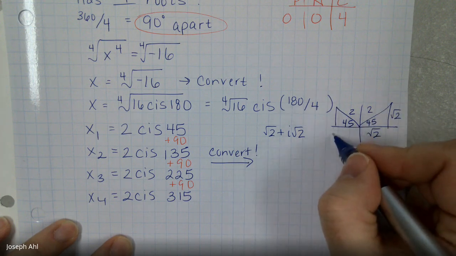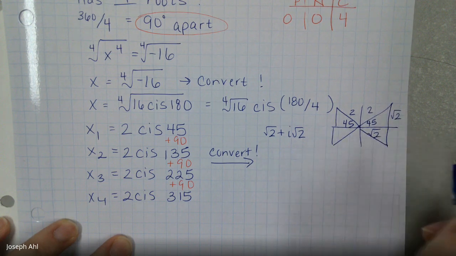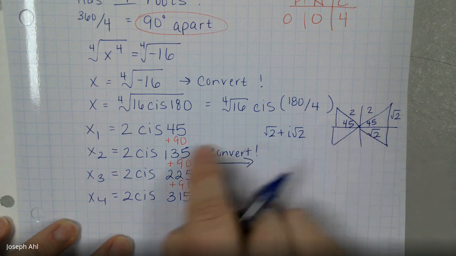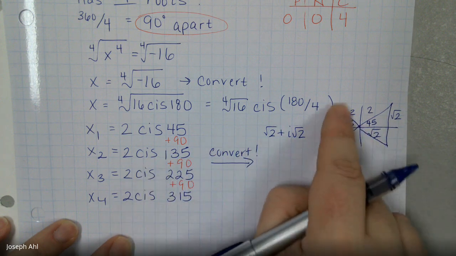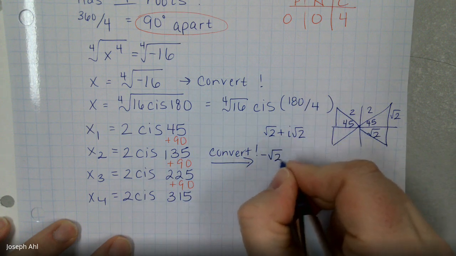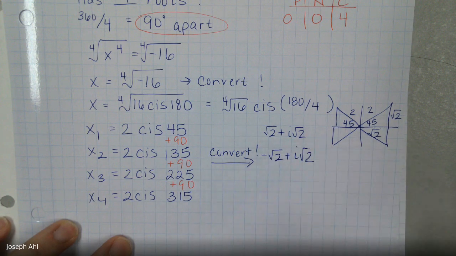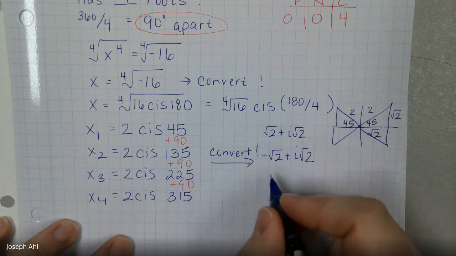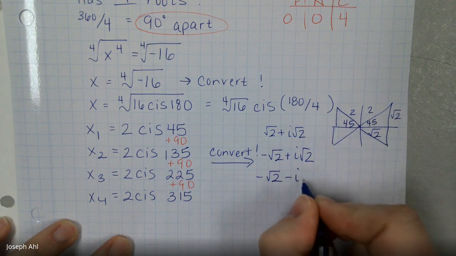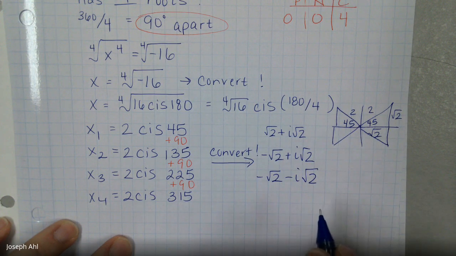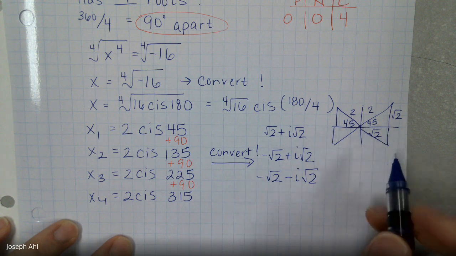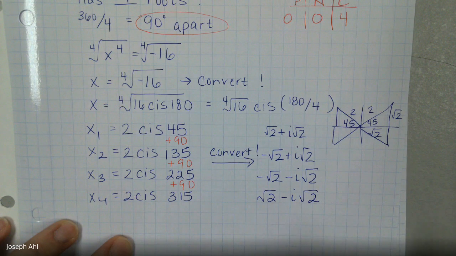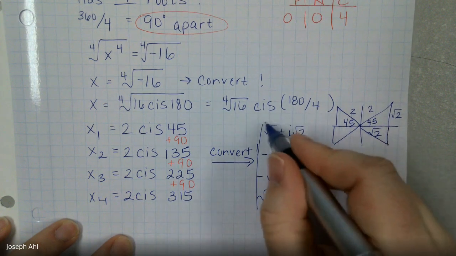And the same thing would apply for the 225 and the 315. It's the same exact triangle in all 4 of the quadrants. So just think about if I'm in quadrant 2, I'm going left and up. So that's negative radical 2 plus i radical 2. Quadrant 3, the 225, you're going left and down. Negative radical 2 minus i radical 2. Finally, quadrant 4, right and down, so that's positive, and then down is negative. Radical 2 minus i radical 2.